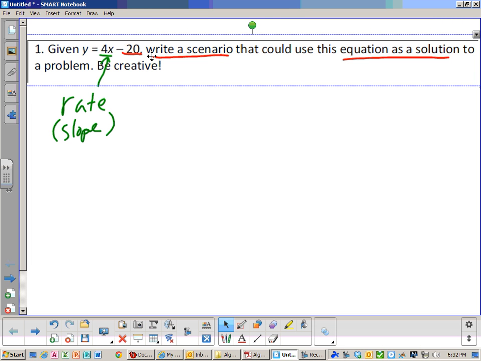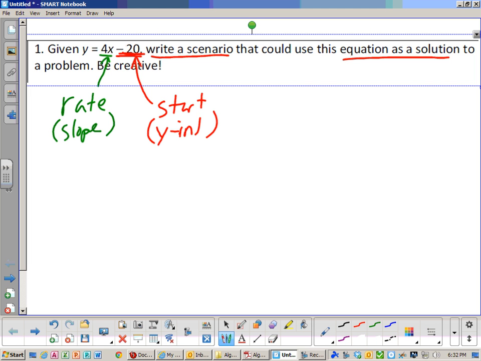So in the story that you're about to make, you need something that's a rate, and then also you need something that's a start. You need to start at negative 20, or you need to take away 20 from whatever's going on. But that's basically your start, also known as your y-intercept. So your y-intercept is negative 20, and your slope is positive 4. And you want to write a scenario that could use this equation as a solution to a problem.